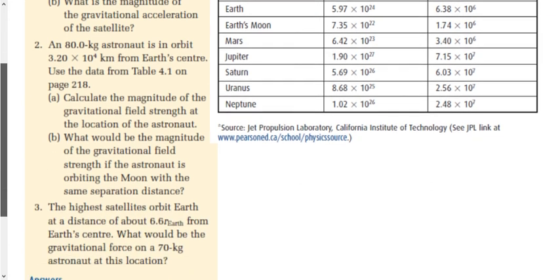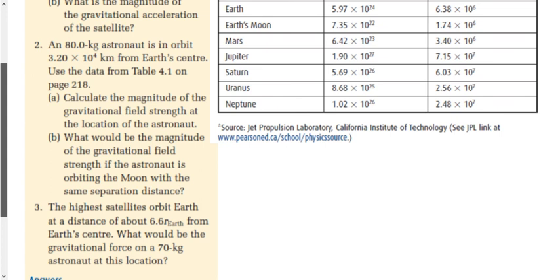All right, next question was question 2B. An 80 kilogram astronaut, oh, this is a good one to go over, actually, a really good one to go over, because there's something in here that can definitely lead to confusion. I'm glad you asked for that one. An 80 kilogram astronaut is in orbit 32,000 kilometers from the Earth's center. Let's do both A and B. Calculate the field strength at the location of the astronaut, and what would be the magnitude of the field strength if the astronaut is orbiting the moon with the same separation distance here.